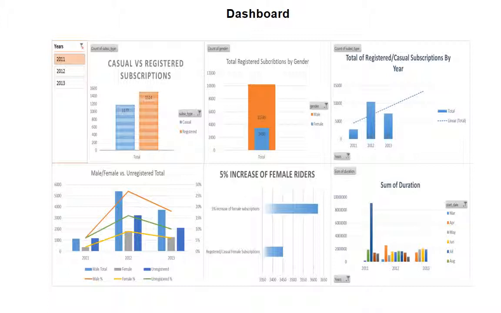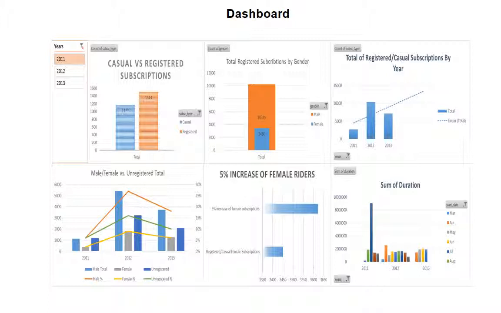My third chart is total of registered/casual subscriptions by year. And with this chart, I also included a linear trend line, which is a benefit because it forecasts the subscription types into the future, so they're able to see where they're at and where they'll be going, which will help them with planning, all that kind of stuff.